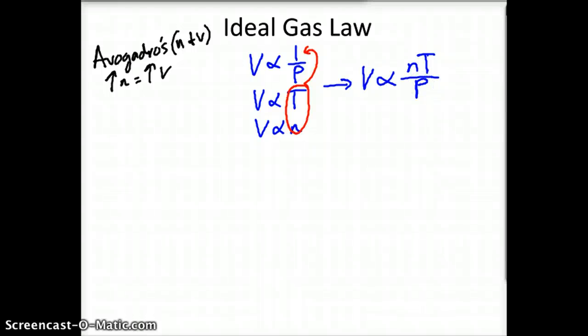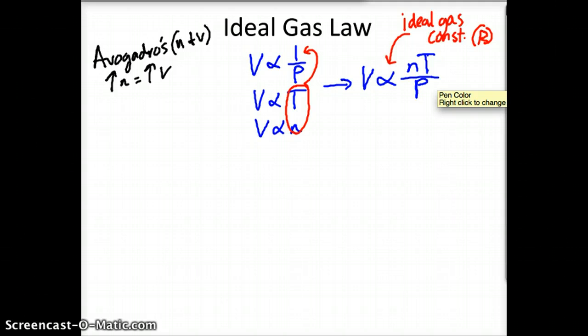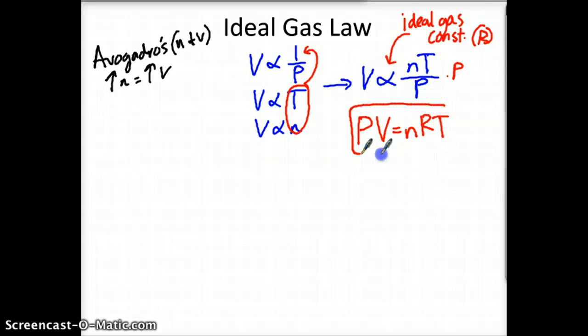This directly related means some number. What is that number? That number is going to be called the ideal gas constant. And we're going to use the letter R to represent it. So therefore, if we rewrote this equation, if we multiplied by P on both sides and incorporated our ideal gas constant, we would get an equation that looks like this. PV equals nRT. This is called the ideal gas law. And what this tells us is the relationship between pressure, volume, moles of a gas, and temperature of a gas. Okay?